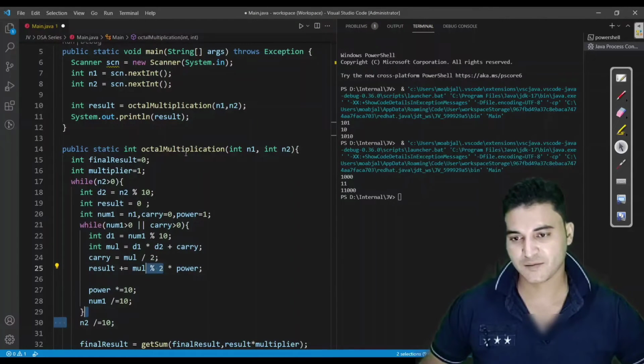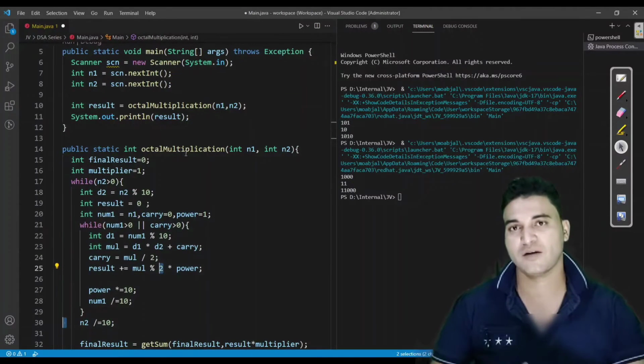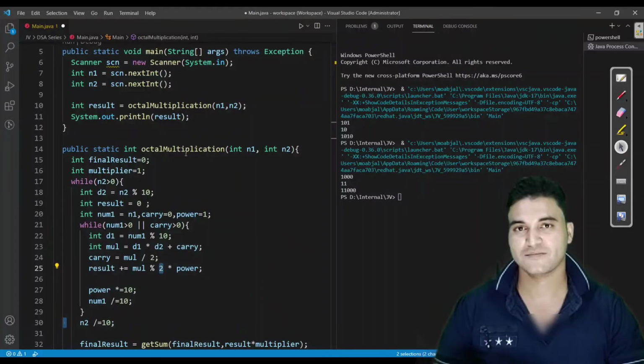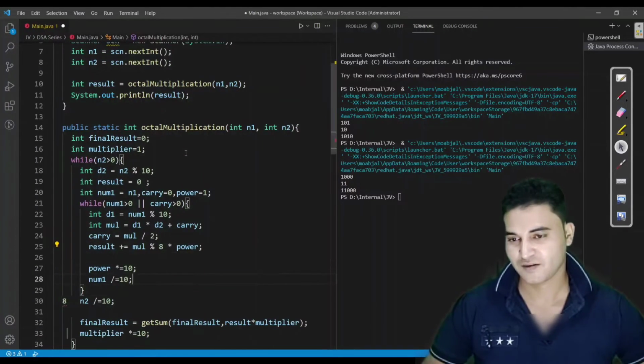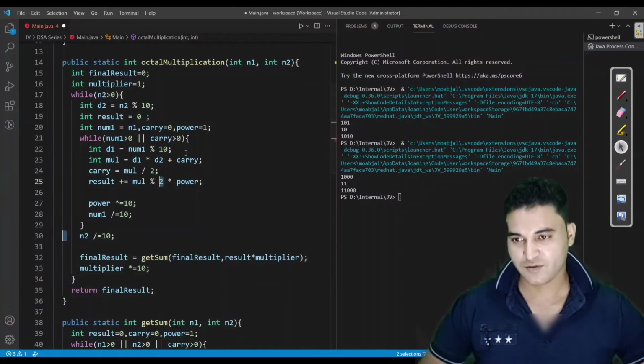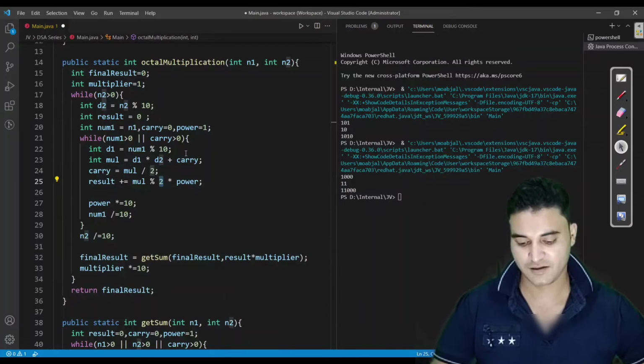Here we are taking remainder of multiplication with 2. Why 2? Because this was the code for binary multiplication. Now we have to convert this into octal multiplication. So what do you think we have to write? Yes, you have guessed the right thing. We have to write 8 here. And one more thing, we have to write 8 here.